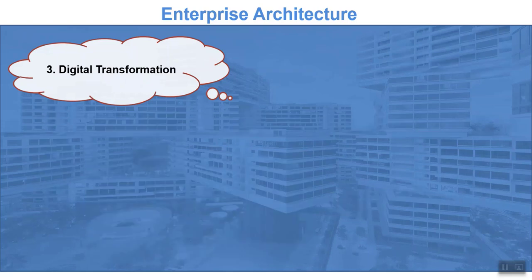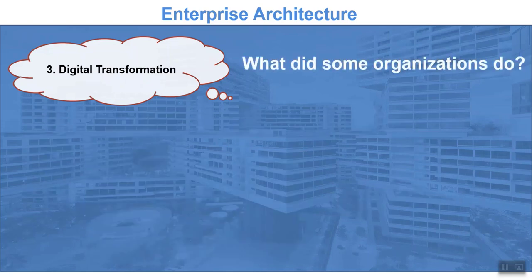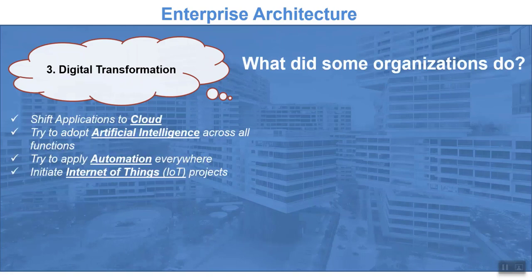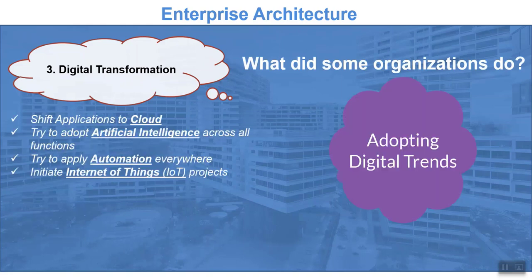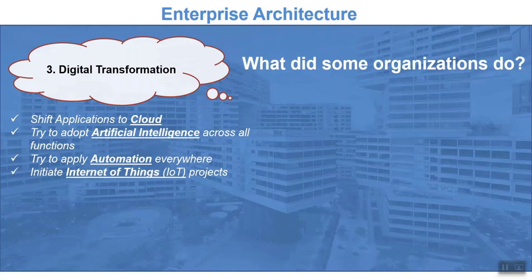When applying digital transformation, what did some organizations do? They started adopting digital trends right, left, and center. So they shifted their applications to the cloud. They applied artificial intelligence everywhere. They applied automation everywhere, Internet of Things, and all the digital trends. Now the question here, is this the correct approach?